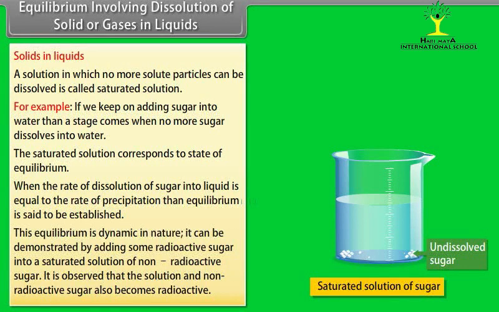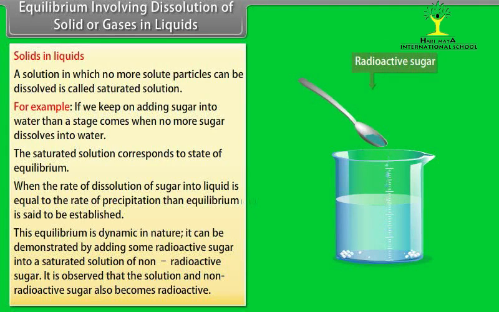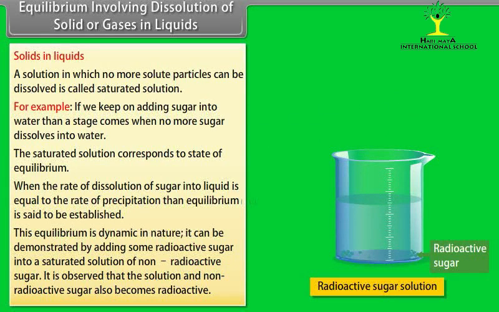This equilibrium is dynamic in nature. It can be demonstrated by adding some radioactive sugar into a saturated solution of non-radioactive sugar. It is observed that the solution and non-radioactive sugar also become radioactive.